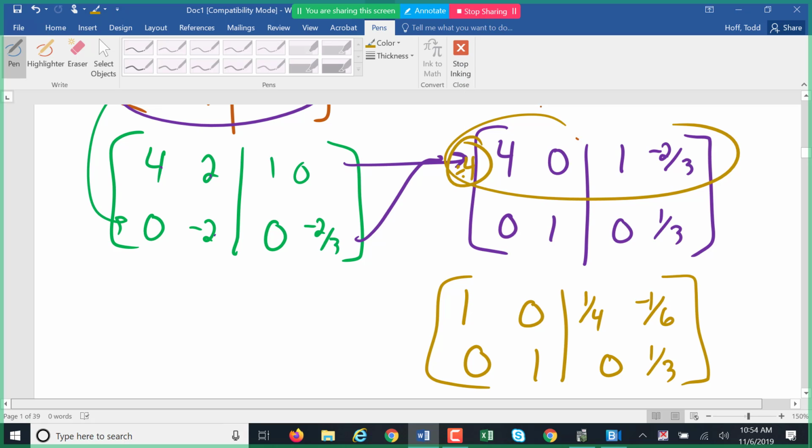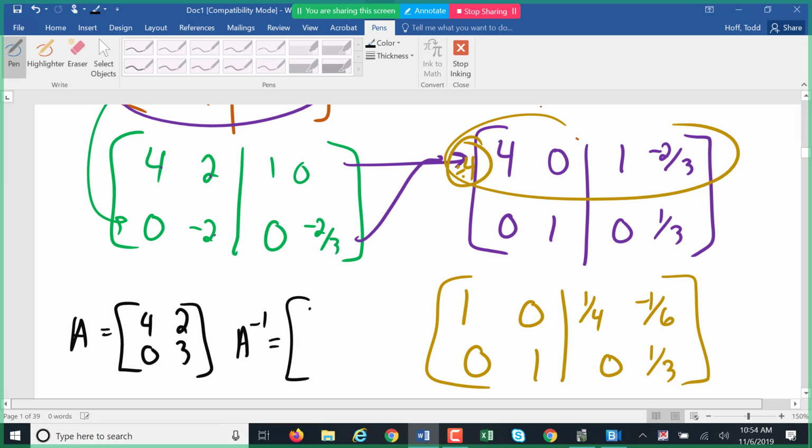So the inverse matrix, if matrix A is 4, 2, 0, 3, as we had, A inverse is 1/4, -1/6, 0, 1/3.